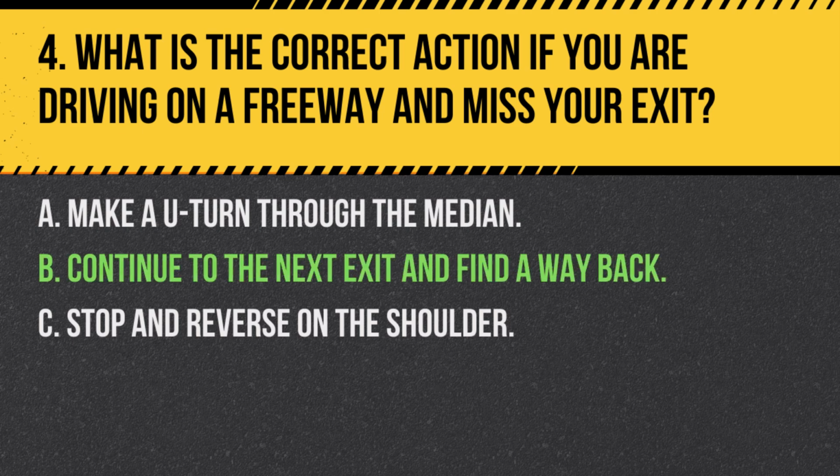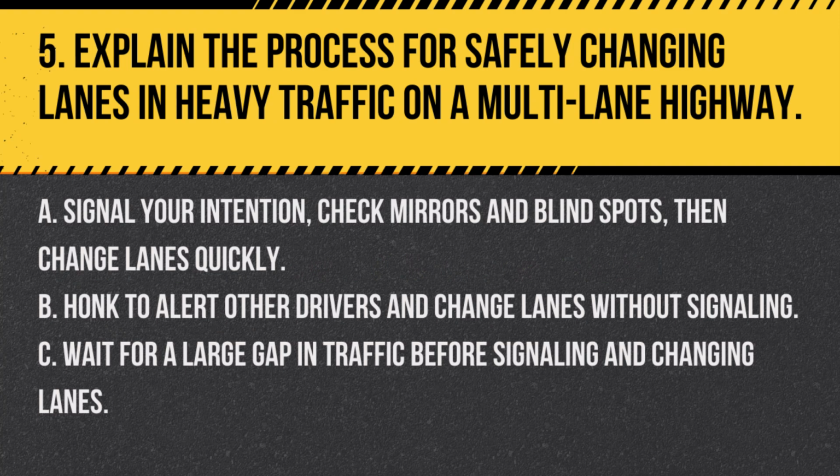Answer. B. Continue to the next exit and find a way back. If you miss your exit, it's safest to proceed to the next exit rather than attempting dangerous maneuvers. Question 5. Explain the process for safely changing lanes in heavy traffic on a multi-lane highway. A. Signal your intention, check mirrors and blind spots, then change lanes quickly. B. Honk to alert other drivers and change lanes without signaling. C. Wait for a large gap in traffic before signaling and changing lanes.